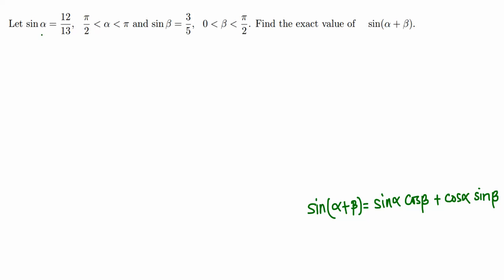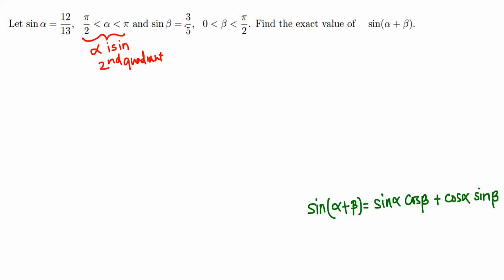Let sine alpha be 12 over 13. Alpha is in between pi over 2 and pi. That's 90 degrees to 180. That means alpha is in the second quadrant.